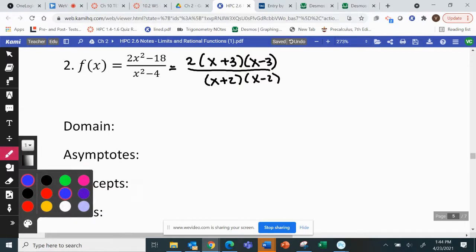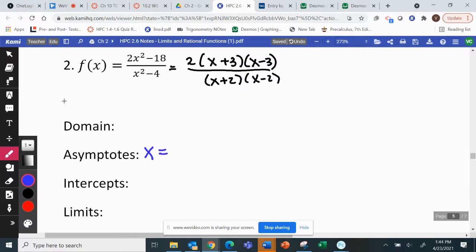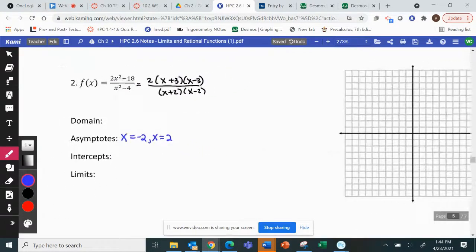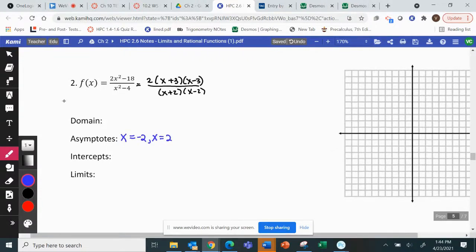Vertical asymptotes. Where do I have vertical asymptotes? x equals -2, x equals +2. We've got 2 vertical asymptotes. Oh my gosh, I have such a silly question. Let's see if you guys can get it right. What if my vertical asymptote was at x equals 15? How would I graph that? Change your scale.